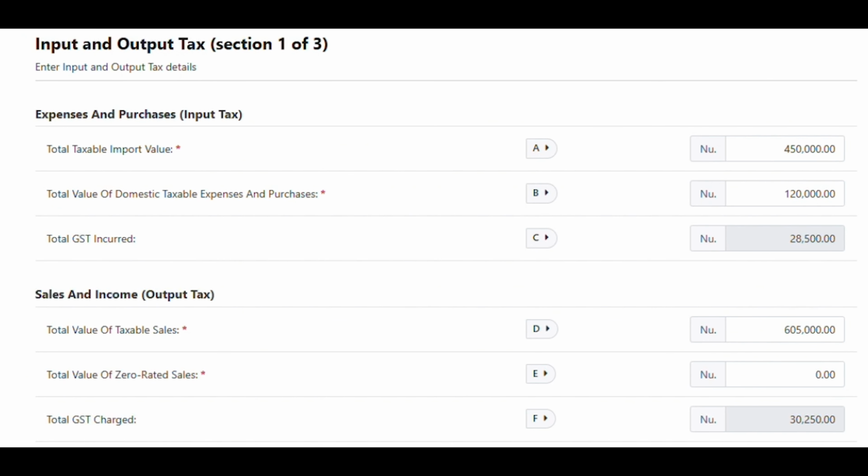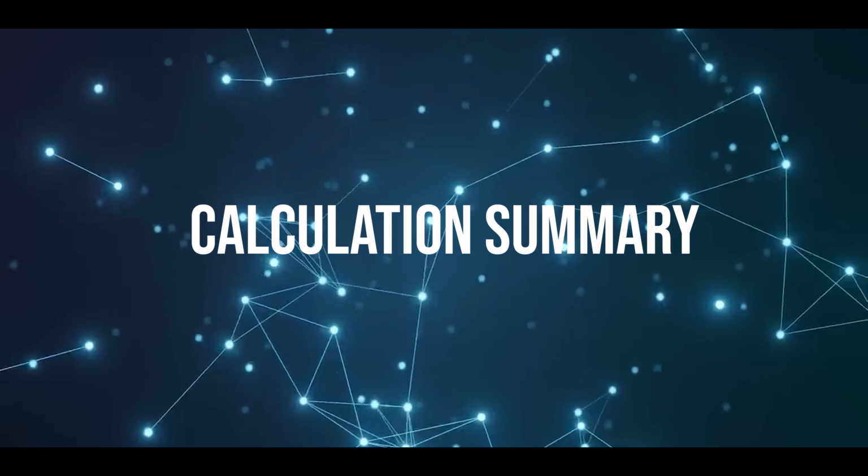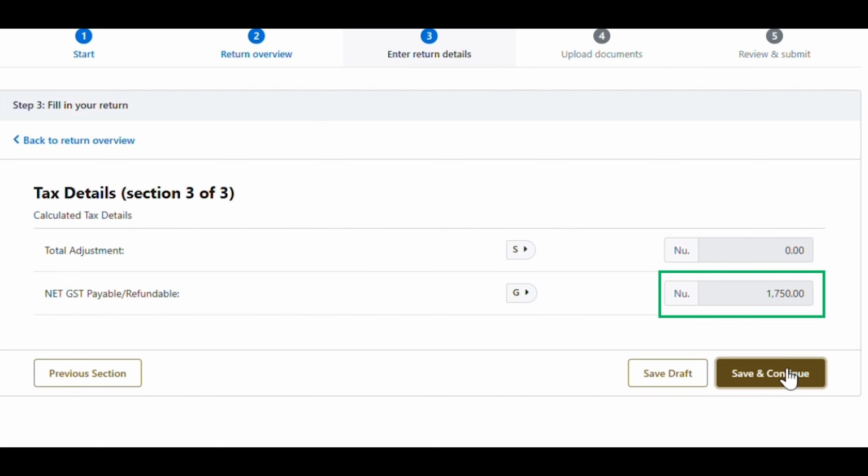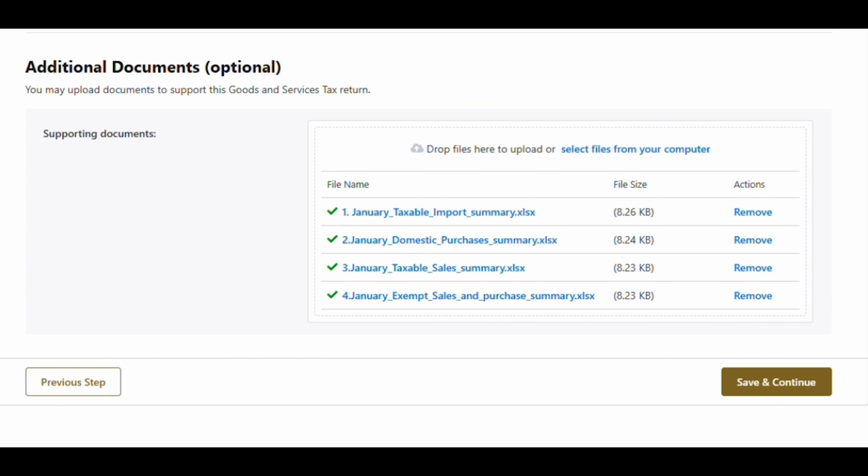All verified? Let's review Dragon Mart's January GST position. Total input tax, Nultrum 28,500. Output tax, charged or collected. Taxable sales, GST 5%, Nultrum 30,250. Zero rated sales, Nultrum 0. Final calculation: output tax Nultrum 30,250 minus input tax Nultrum 28,500 equals net tax payable of Nultrum 1,750.